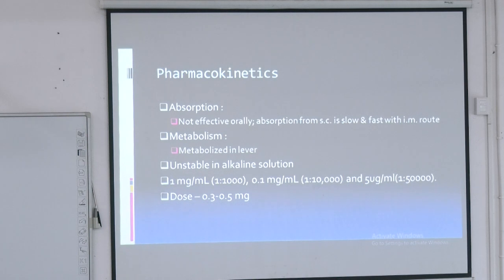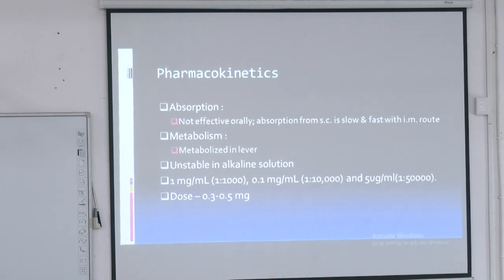Pharmacokinetics. Will adrenaline be effective if given through the oral route? No. These are catecholamines. They are substrates and are quickly metabolized by the COMT enzyme, so not effective orally. Absorption from subcutaneous is slow.